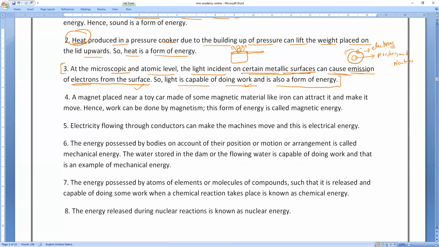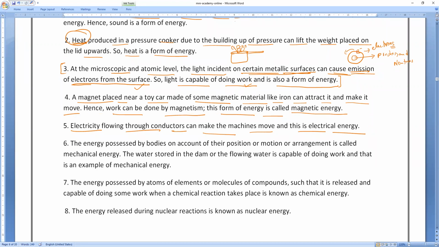Next, a magnet placed near a toy car. We all know that a magnet placed near a toy car made of some magnetic material like iron can attract it and make it move. What is the energy here? Because of the magnet, magnetic energy. Understanding? So work can be done by magnetism. So this forms an energy. What is that energy called, everybody? Magnetic energy. Next, electricity flowing through the conductors can make the machines move. And this is called what energy? Electric energy. Understanding, all of you?